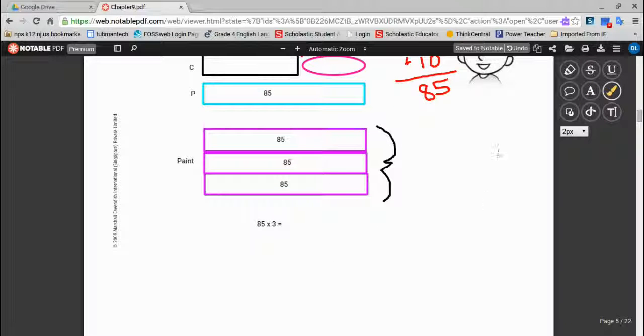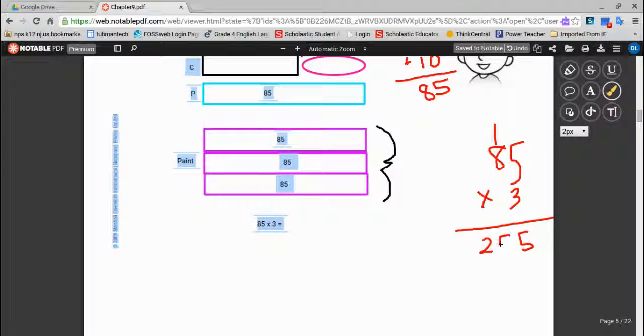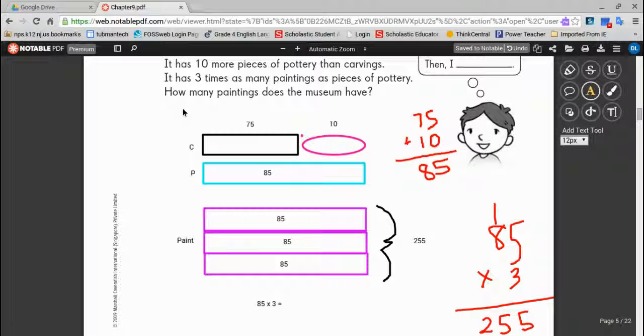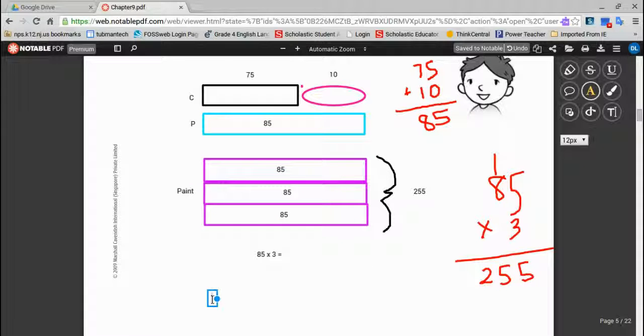Okay, so again, let's write that vertically. 85 times 3. 5 times 3 is 15, carry the 1. 8 times 3 is 24, plus 1 more is 25. Alright, so that means I have 255 paintings. So let's write that into a sentence. How many paintings does the museum have? The museum has 255 paintings.